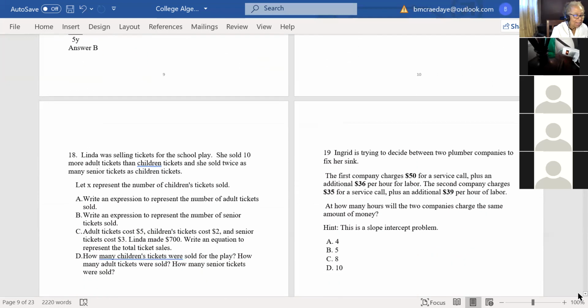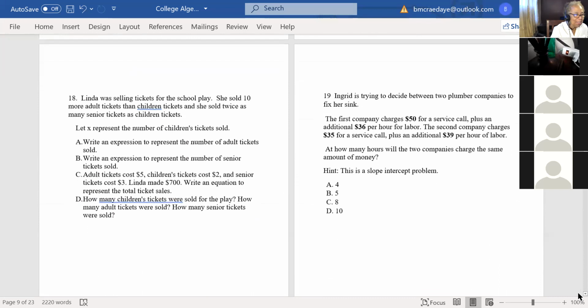Okay, 18. It's a piece of cake. Oh, really? I'm just saying that. That one, I didn't have them put in the letter to represent the thing. They have me a little confused.